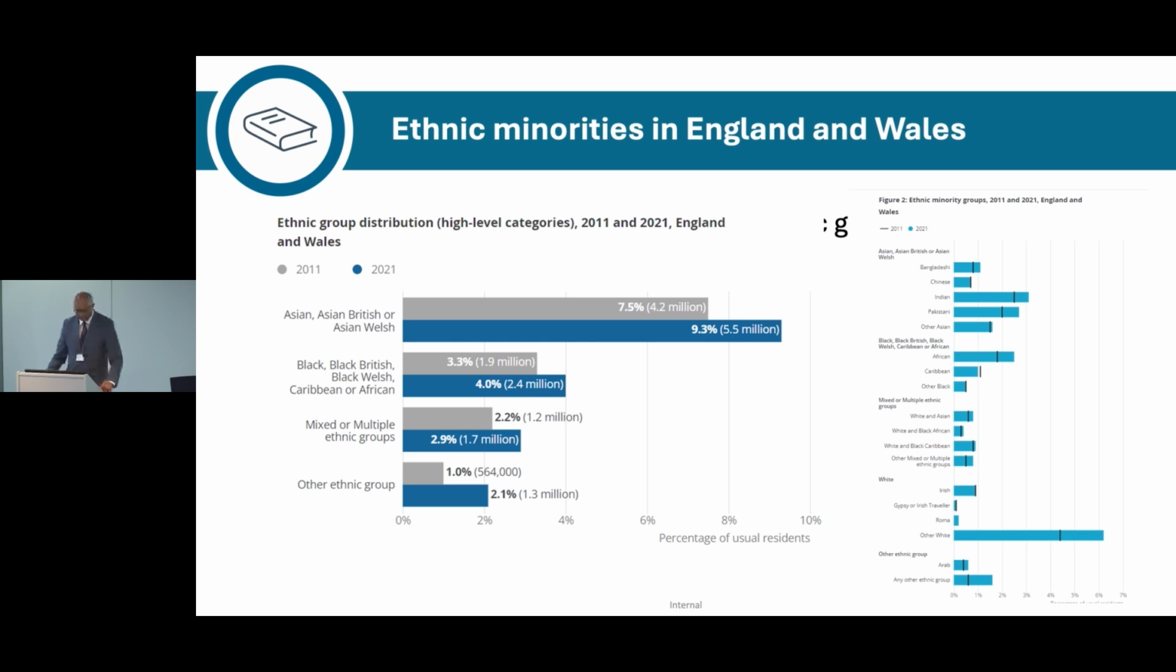Why is it important? Well, this is data from England and Wales, from ONS. The difference and the change in the composition of ethnic minority populations and our population as a whole between 2011 and 2021. As you can see, there's been a huge increase in ethnic minority populations: 5.5 million Asians, 9.3%, 2.4 million black populations, 1.7 million mixed, and 1.3 million other ethnic groups. On the right-hand side, you see the increase in certain groups, particularly in the Indian, Pakistani, and other white groups as well.